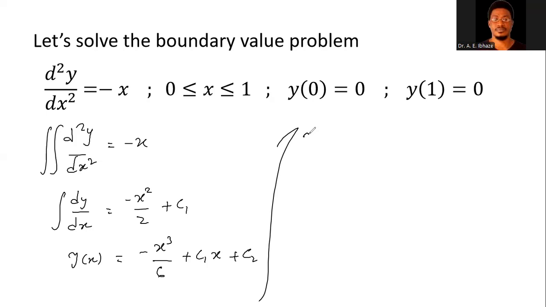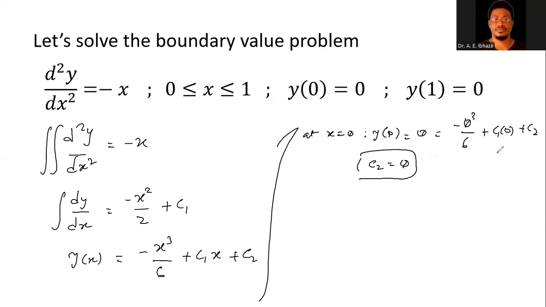So at x being the same as 0, we have y of 0 being the same as 0, which is the same as negative 0 cubed over 6 plus C1 times 0 plus C2. So in this case, we see that C2 is the same as 0.